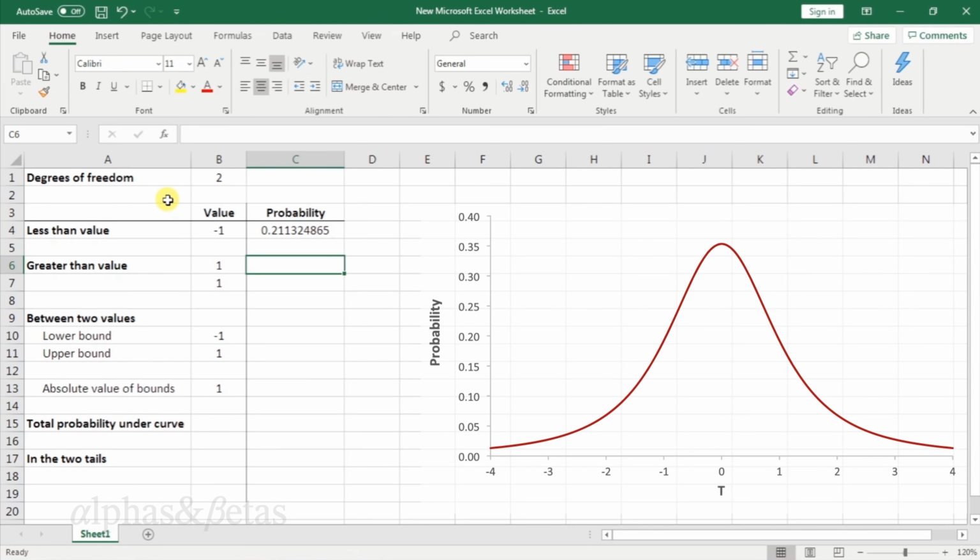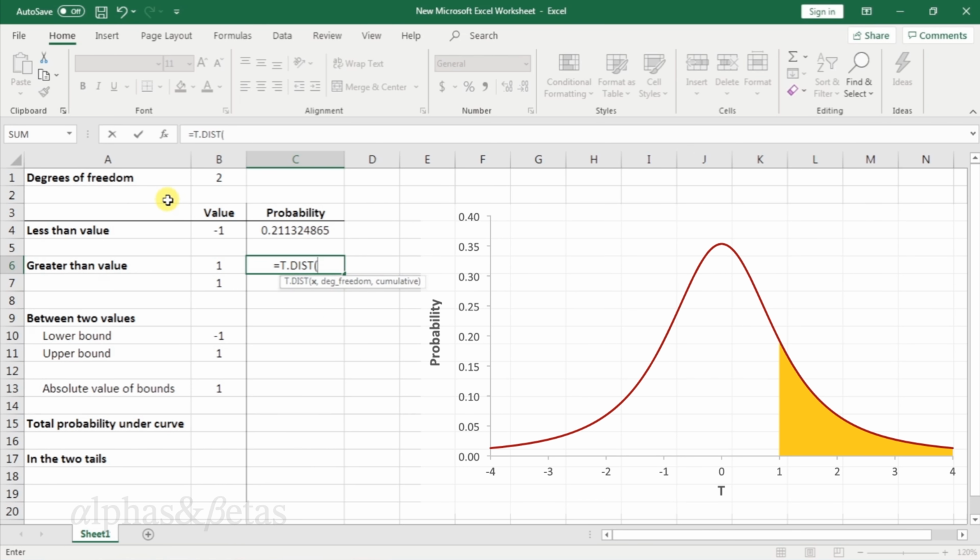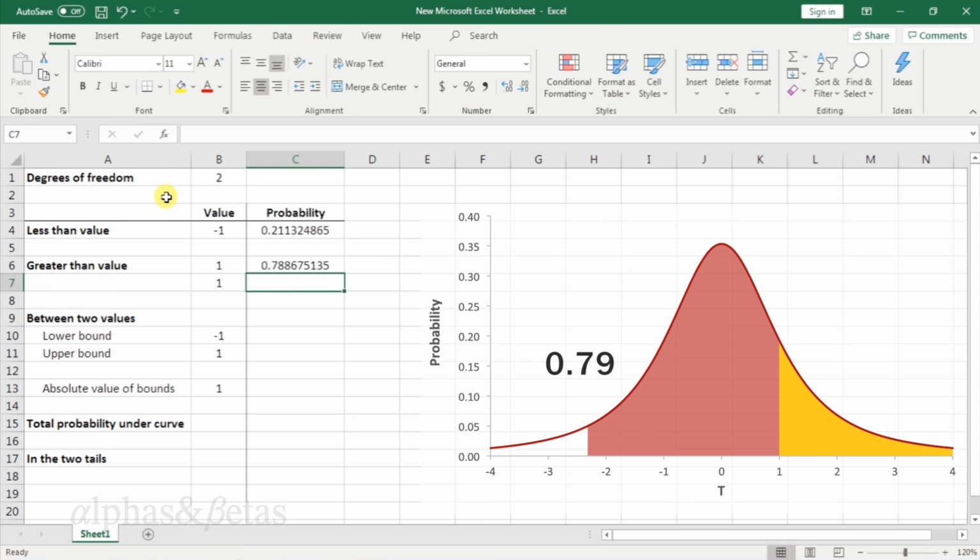You may want to find the probability of getting a value greater than 1. There are 2 ways you can do this. The first way is to use the t-dist function. For the x parameter, select the quantile of 1. For the degree freedom parameter, select the degrees of freedom. For the cumulative parameter, enter true because you want the probability to the left of 1, not at the point of 1. So far, the output gives the probability of getting a value less than 1.